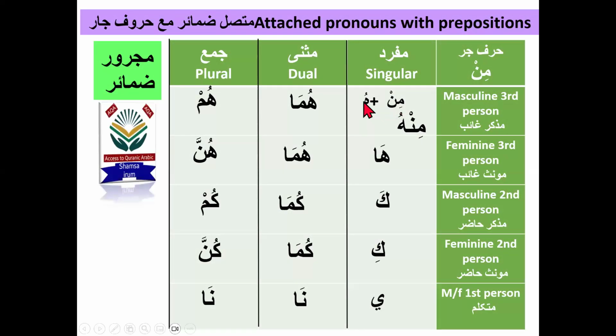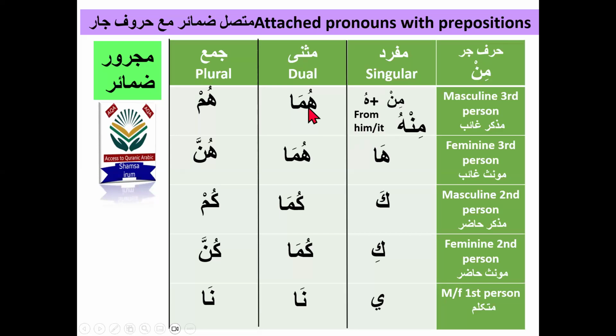Min plus who becomes min who. Min means from. Who means him or he. So, from him, from it. I already explained in one of my lectures that there is no specific word for it. In English we can say he, she, or it, but in Arabic there are only two words, for the masculine or the feminine, he or she. We use only who or ha, so there is no particular word for it.